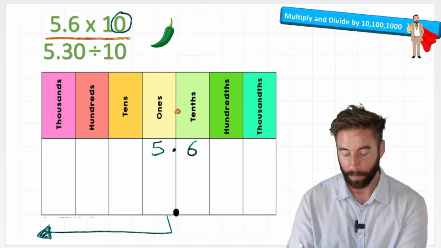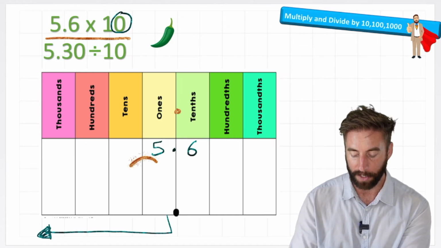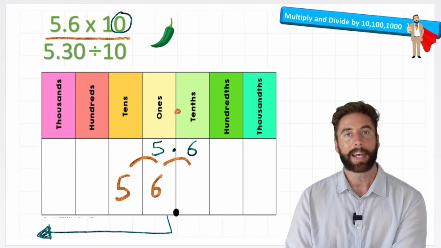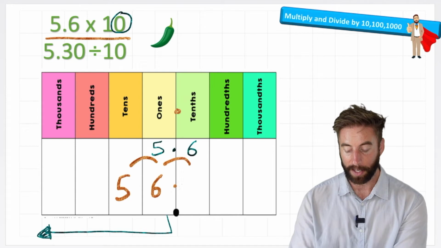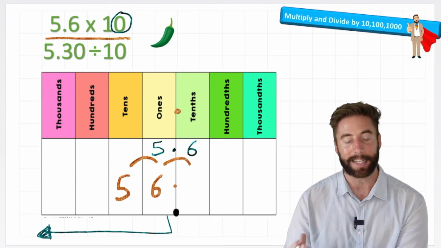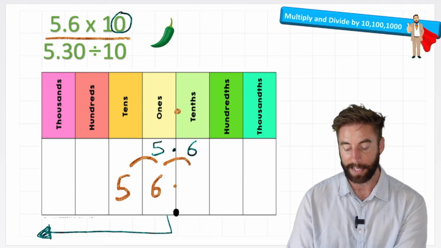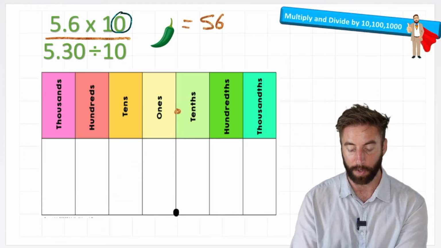So here we go, let's start. I'm going to move my 5 one position here. I'm going to move my 6 one position here. And I'm going to put my decimal point back just for the sake of it. So now I can see that my answer to 5.6 times 10 equals 56. Okay, and let's look how it can help us with division as well.